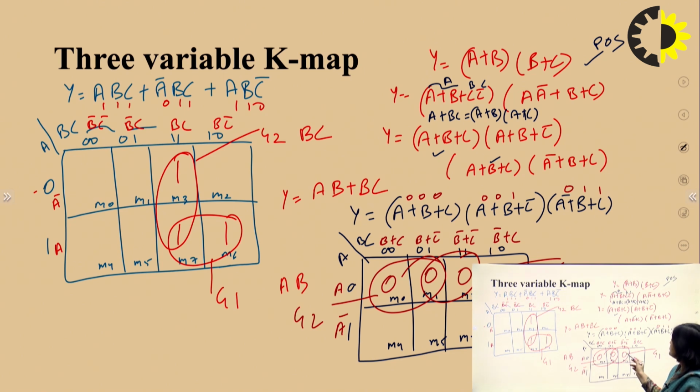So now we have to write the names of group 1. We can see these zeros both have the same row, that is A, and from the columns we can take the common as C bar. So group 1 is A plus C bar. Group 2 is A, and from the column we can take the B, so group 2 is A plus B. So the final answer will be A plus C bar multiplied by A plus B. This is the simplified version of this expression.